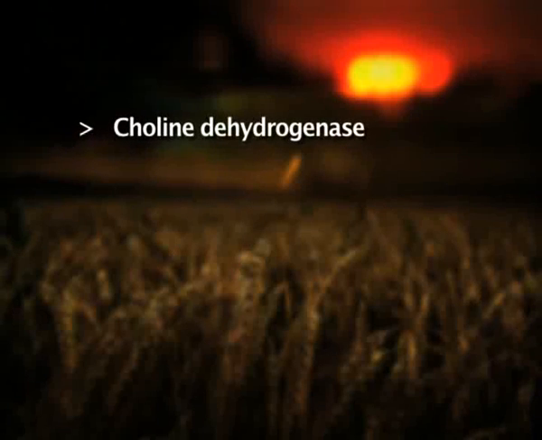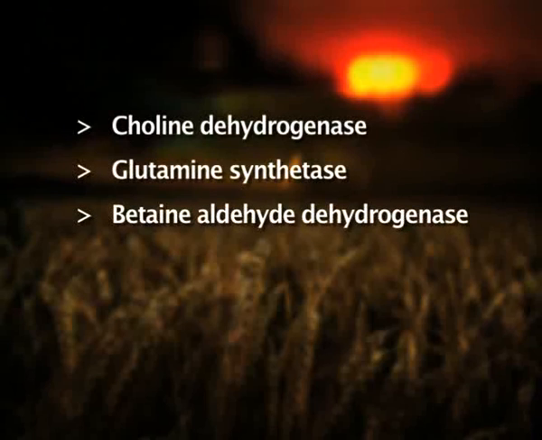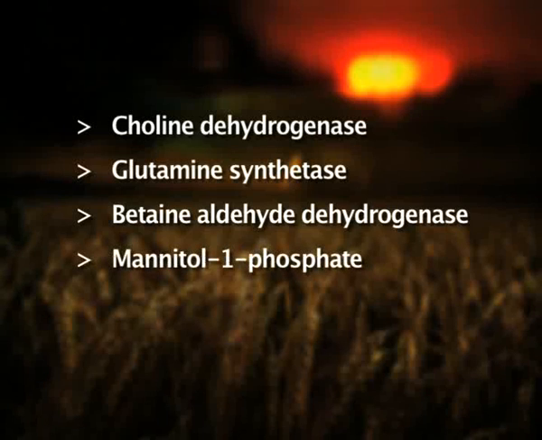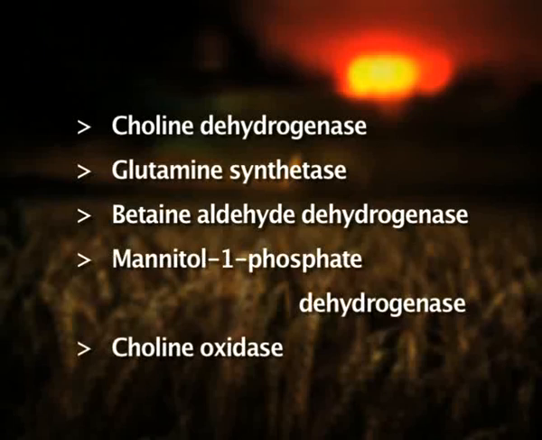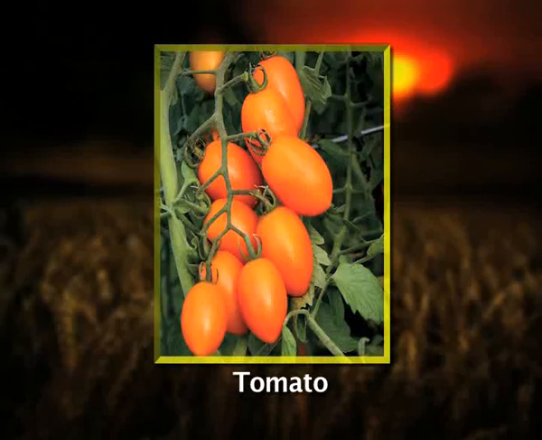Some of the important drought and salt tolerant genes that have been transferred in different crop plants include choline dehydrogenase, glutamine synthetase, betaine aldehyde dehydrogenase, mannitol 1-phosphate dehydrogenase, choline oxidase, etc. Transgenic plants carrying any of these enzymes are capable of synthesizing osmoprotectants, which in turn confer tolerance to the plant against particular stress. Transgenic plants where tolerance has been achieved include tobacco, rice, alfalfa, tomato, etc.